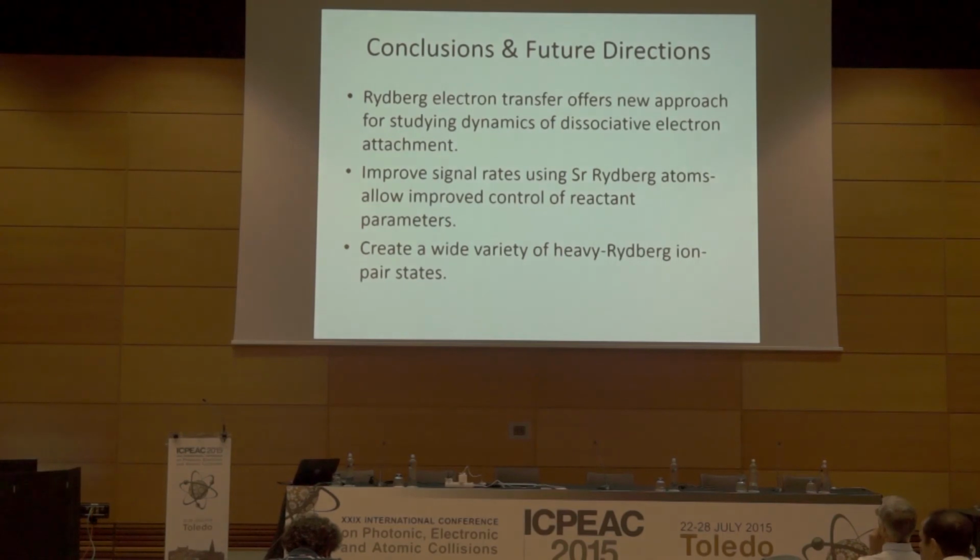Just to conclude, we see that we're able to use this model to effectively study the dynamics of dissociative electron attachment. In the future, we hope to rebuild this experiment to use strontium Rydberg atoms because our group mates have discovered a higher yield of Rydberg atoms produced from strontium than with potassium. And this greater yield will allow us to better control our reactant parameters. For example, we can use an off-normal laser beam to produce velocity-selected Rydberg atoms.